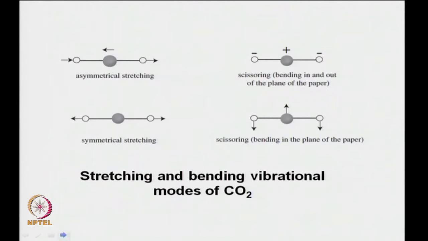Now, the other example is for CO2. You can see the first one is an asymmetrical stretching, the second one is a scissoring or bending in and out of the plane. So, the plus and minus, remember what we talked about. Then just below the bending in and out, we have the scissoring, which is the bending in plane, and to the extreme left bottom is the symmetrical stretching. So, these are the different vibrational modes of CO2.